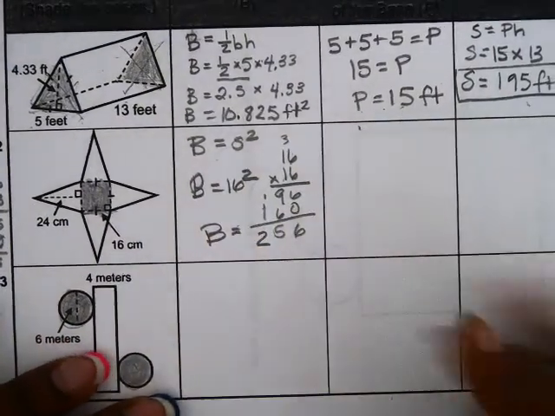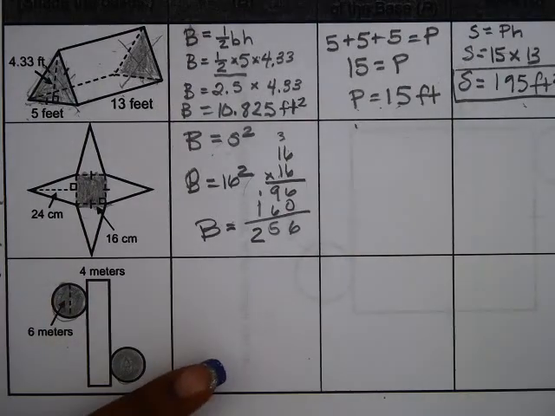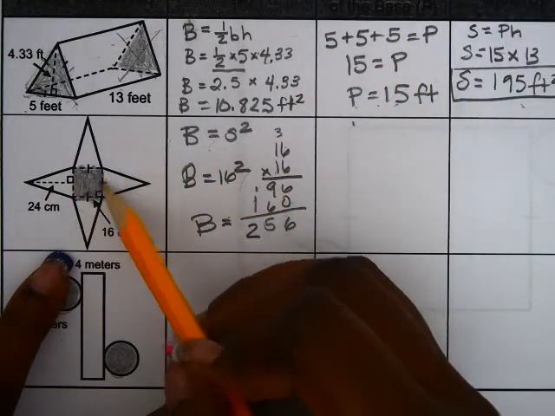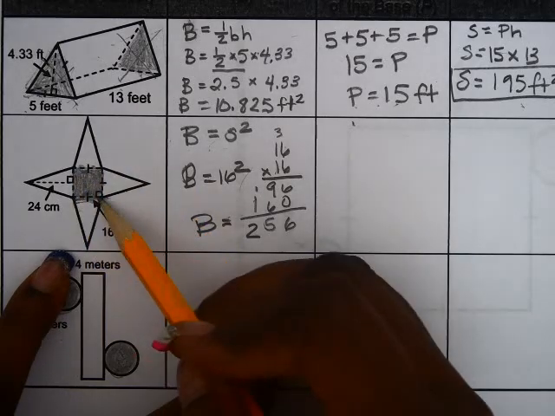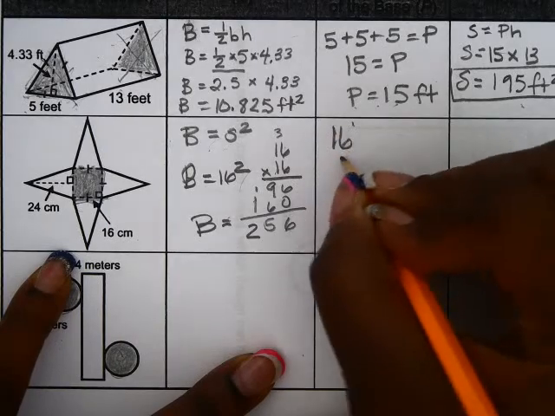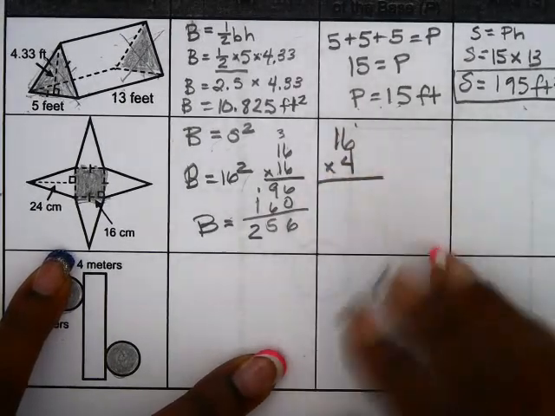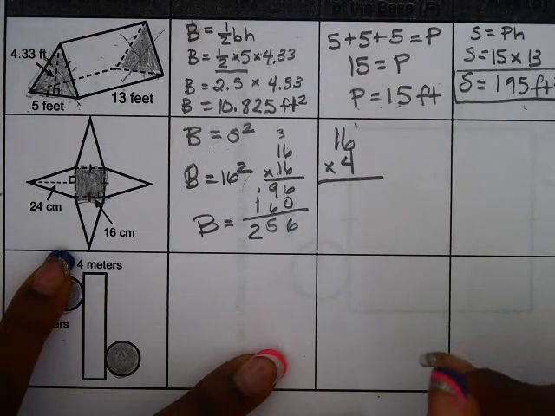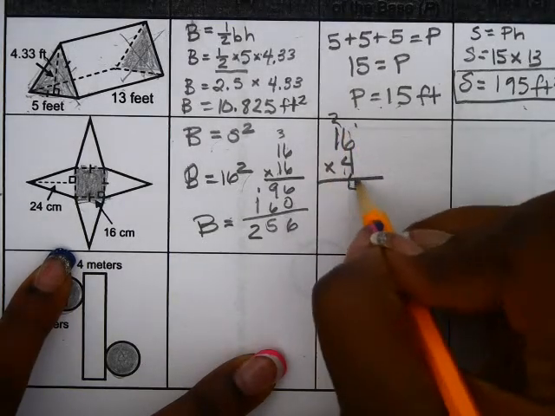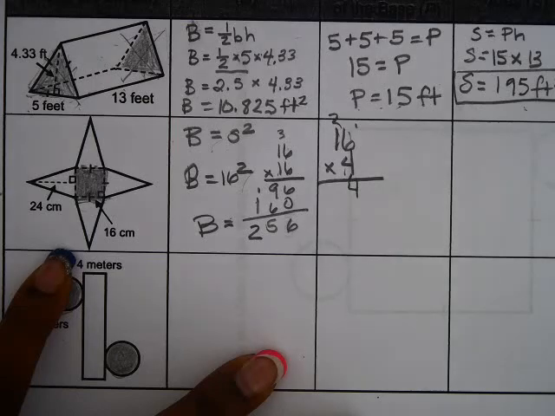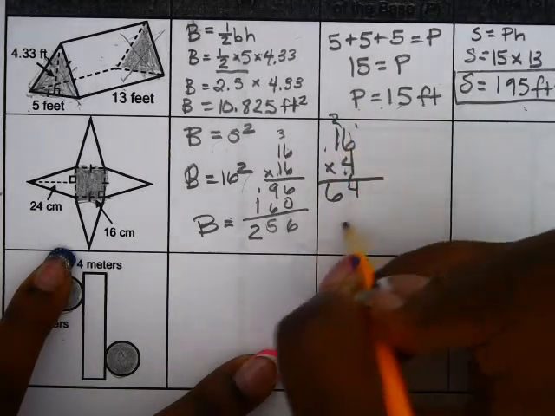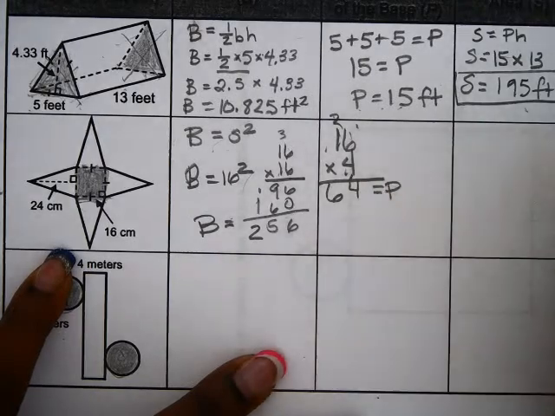So our big B is 256. Now we need to find the perimeter of the base, which is 16 plus 16 plus 16 plus 16, or we can do 16 times 4 because repeated addition is just multiplication. So 16 times 4 is 64. Our perimeter is 64.